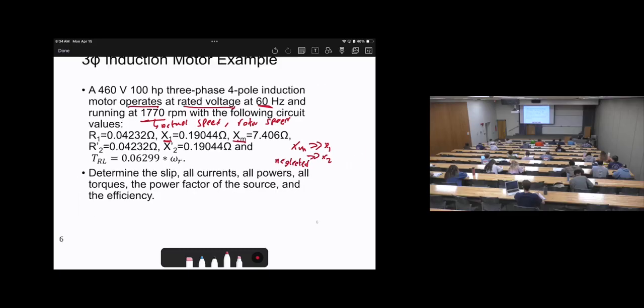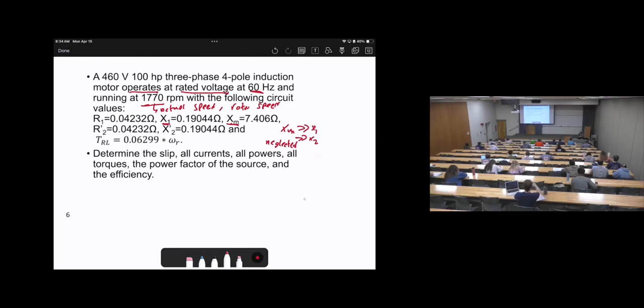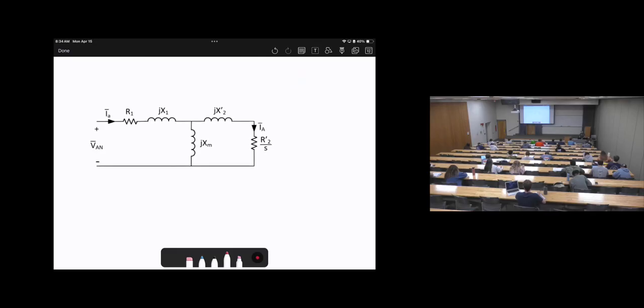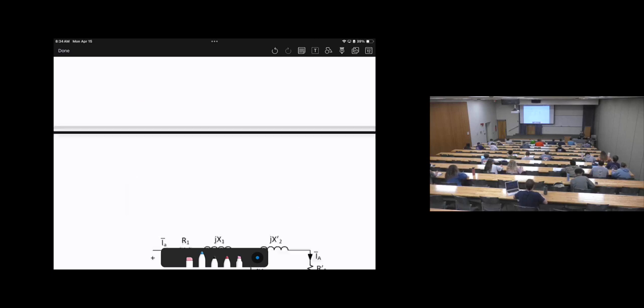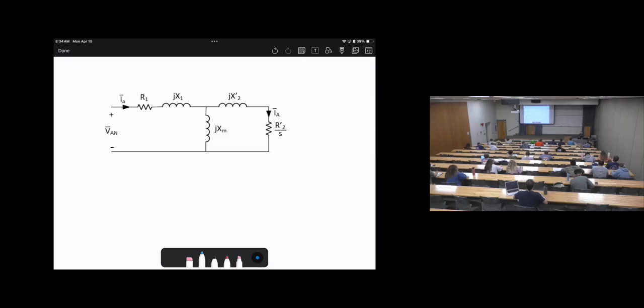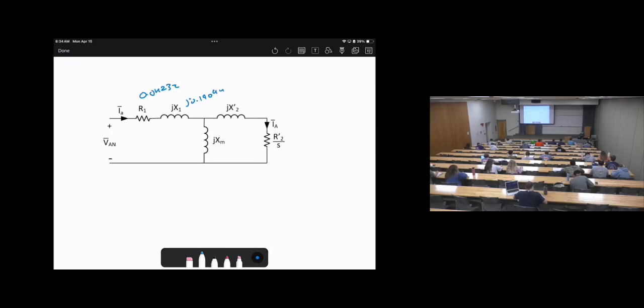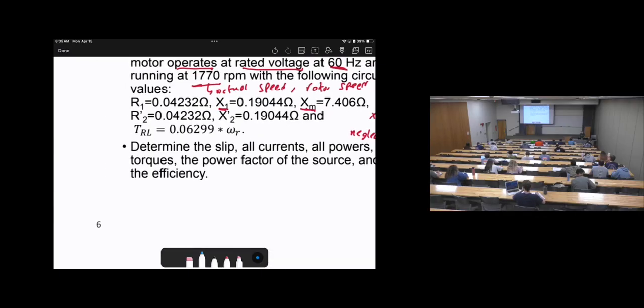So the first thing, when we do our analysis, try to write the values on the equivalent circuit, so we can find the unknowns. So we have R1 given as 0.04232. jX1 is j0.19044. jX2 is j0.19044. jXM equals j7.4406.